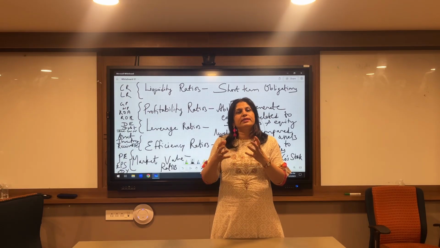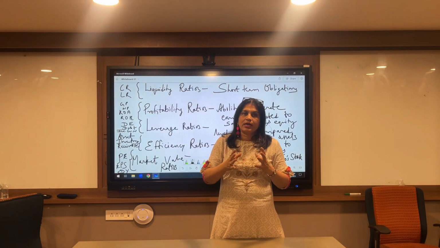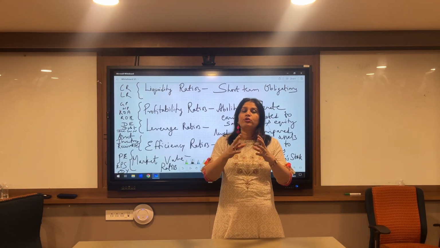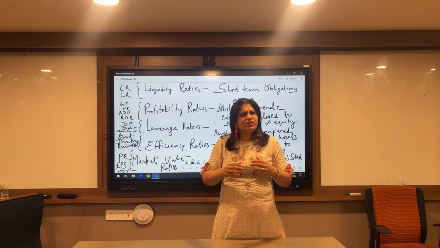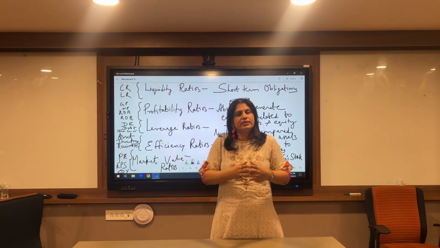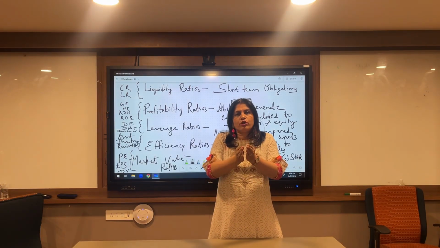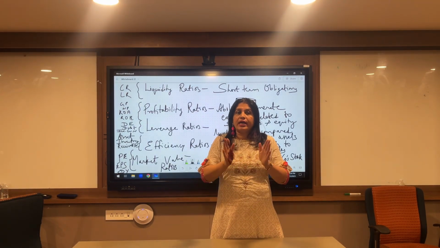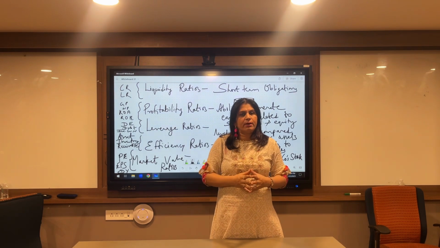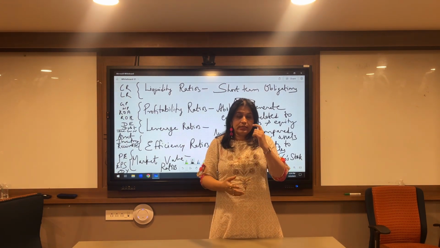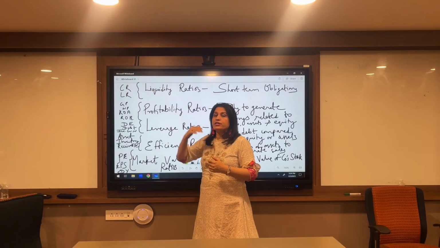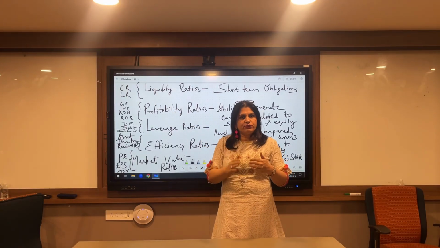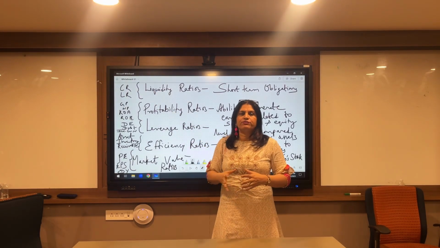These are the basic examples of current liabilities, and we try to assess by calculating liquidity ratio whether we are in a position to pay back these obligations in a short period of time and in a very easy and comfortable manner. How do we do that? There are different ratios to be calculated for it, that is current ratio and liquid ratio, which we'll be discussing in detail in the next video.